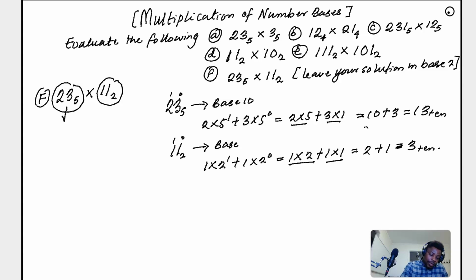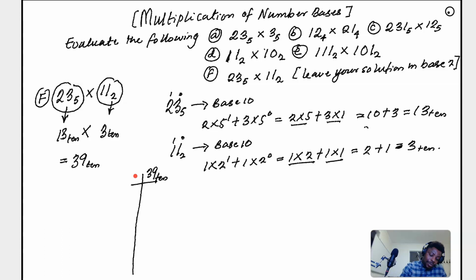So for this one I've gotten 13 in base 10 here. And for this I've gotten 3 in base 10 here. And we are multiplying. 13 times 3, that is 39 in base 10. So now let's take 39 in base 10 to base 2, because the question says leave your solution in base 2. So we are taking 39 in base 10 to base 2.